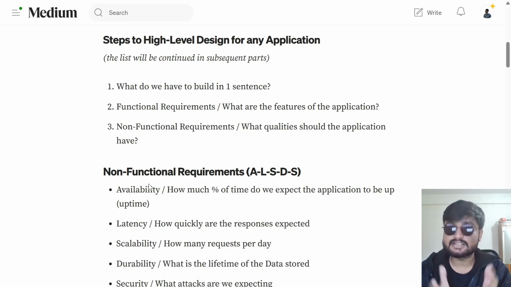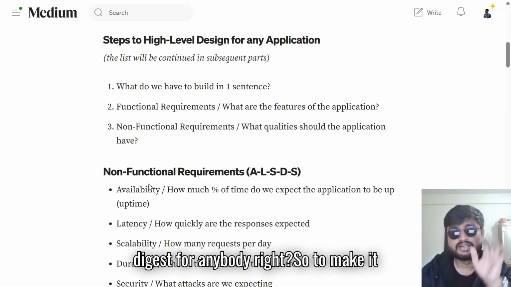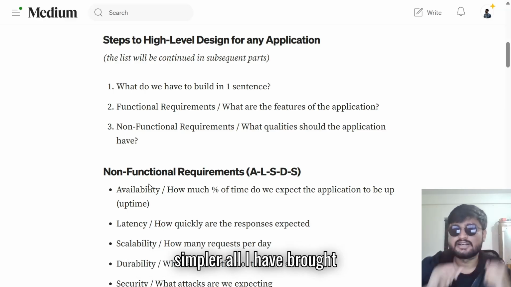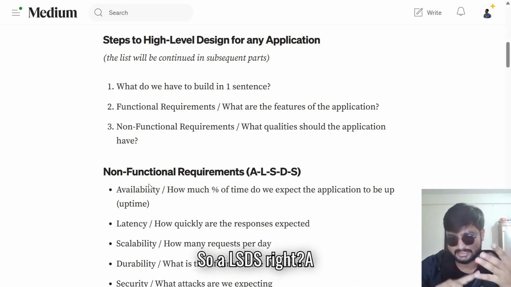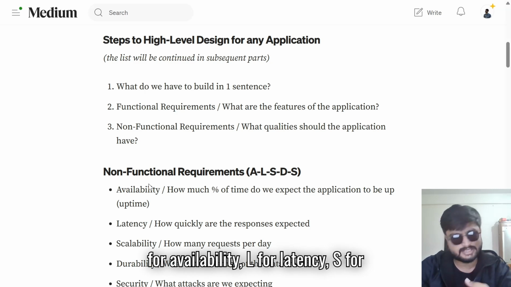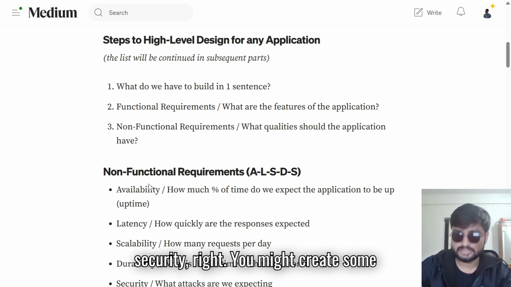Now this might sound a bit difficult to digest for anybody. So to make it simpler, I have brought them together in these five letters. So ALSDS: A for availability, L for latency, S for scalability, D for durability, S for security.